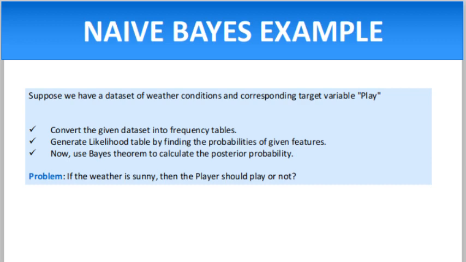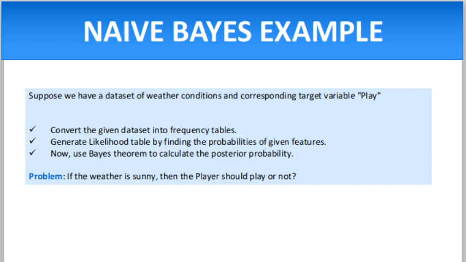First, convert the given dataset into frequency tables. Second, generate a likelihood table by finding the probabilities of the given features. Then use Bayes theorem to calculate the posterior probability. The question is: if the weather is sunny, should the player play or not? This is the basic problem.